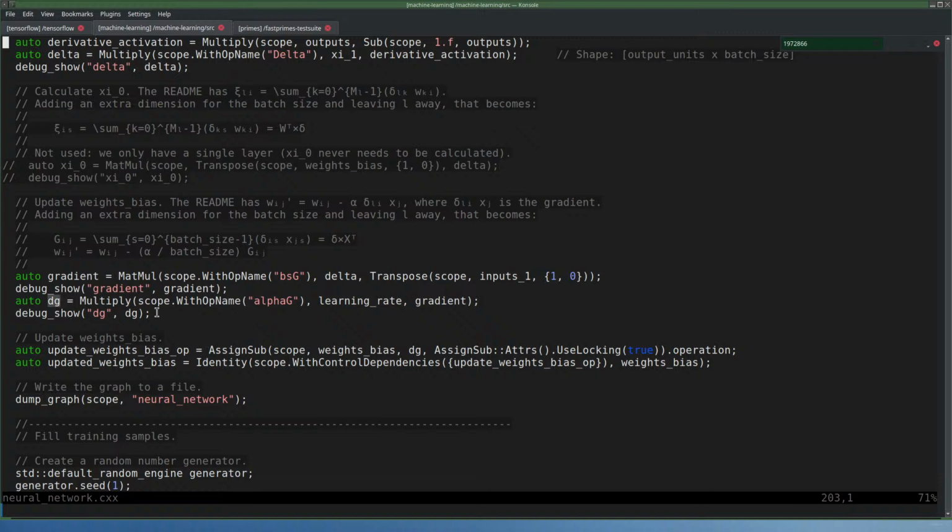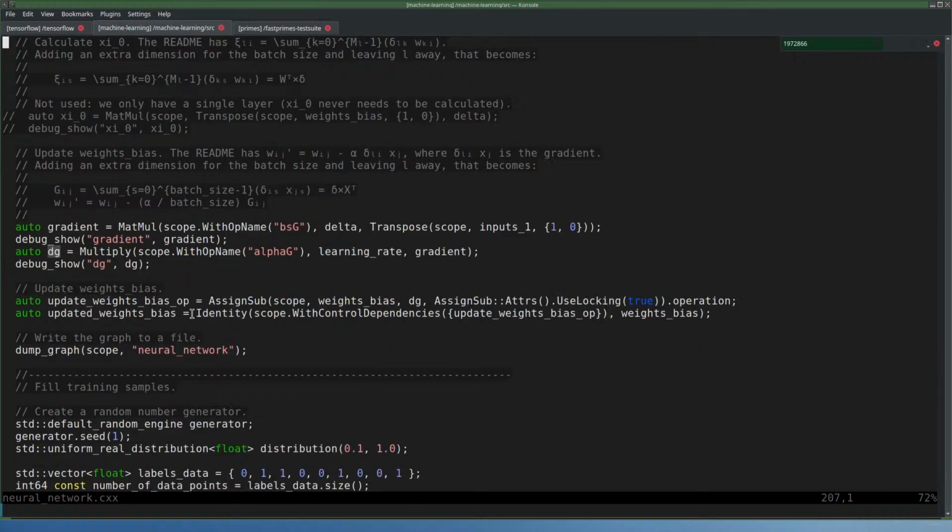I don't know what the D stands for. The G was gradient, and the D is probably delta or something. But I didn't want to write delta. I don't know. I hate abbreviations, but this one slipped in. And then, yeah, dg is just going to be subtracted from the weights.